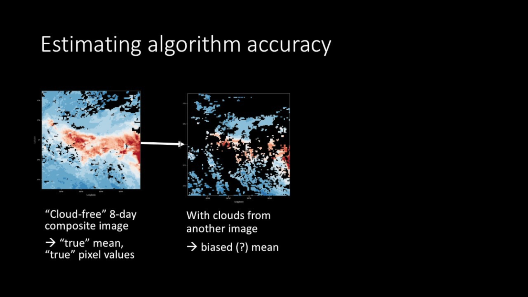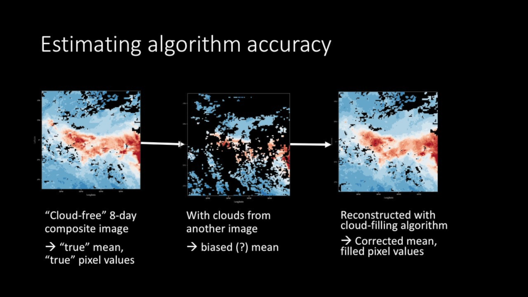Once I had identified a set of relatively cloud-free images in each study area, I put clouds from different images on top. In this process, there were a couple of hundred cloud masks in each study area, so depending on the study area, this process gave me between 750 and 9,000 different situations to test the algorithms on. And then I took the images with the transplanted clouds and applied the algorithms to reconstruct the original images.